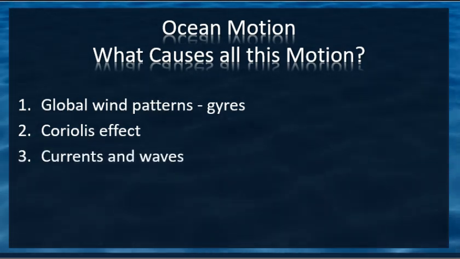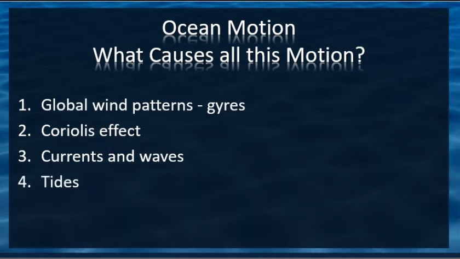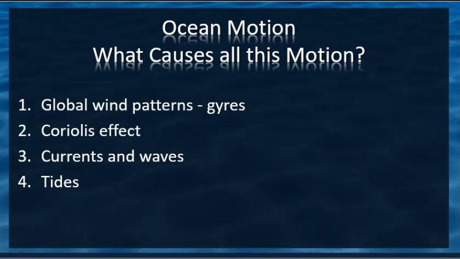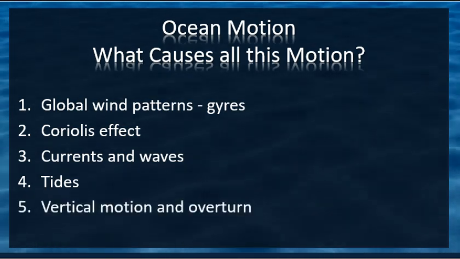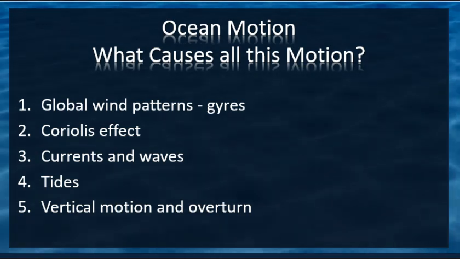Currents and waves. That has a couple things that has to do with the wind, Coriolis, and temperature. You know, hot and cold, rising, and that kind of thing. Number 4, tides. Someone's always said the moon. That's the moon coming into play there. Okay. And then vertical motion and something called overturn. Okay, vertical motion going up and down in the water column. That is accomplished by creatures and accomplished by temperature changes. And we'll see how overturn in particular has to do with temperature changes.